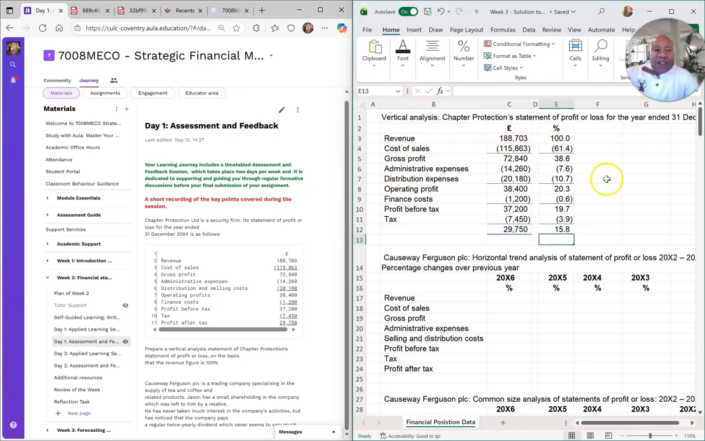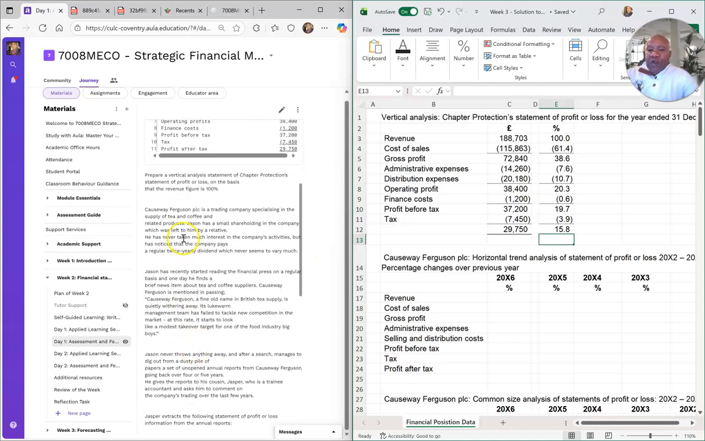So by looking at this, we know that 61% of sales is covered in cost of sales. So the gross profit we have is 38.6%. So this, in fact, is a ratio analysis. Now, the next question is that of Causeway Ferguson PLC.